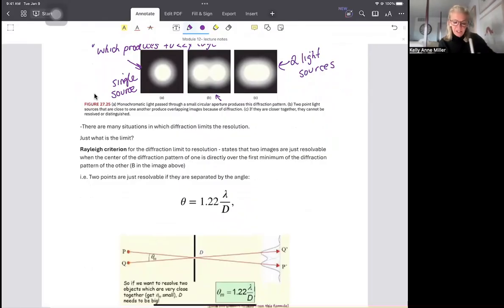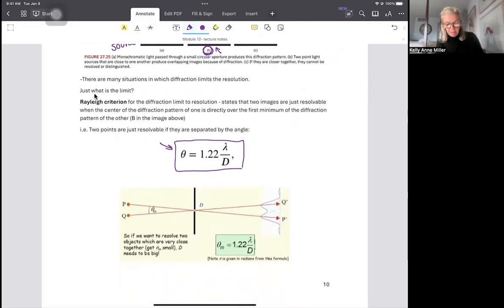What the Rayleigh criterion states is that two images are just resolvable when the center of the diffraction pattern of one is directly over the first minimum of the diffraction pattern of the other. So that would be condition B here. In condition B, we can tell that we have two different light sources, right? And we can calculate what that angle is using this relationship here. Two points are just resolvable if they are separated by this angle.